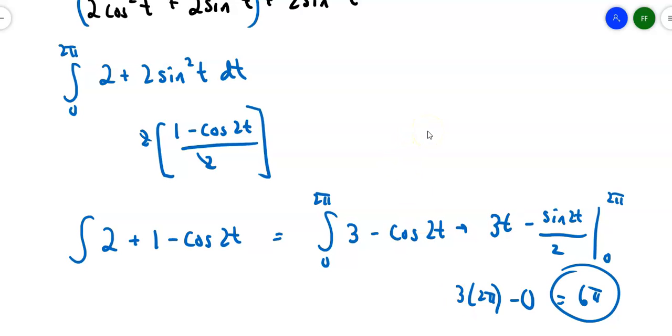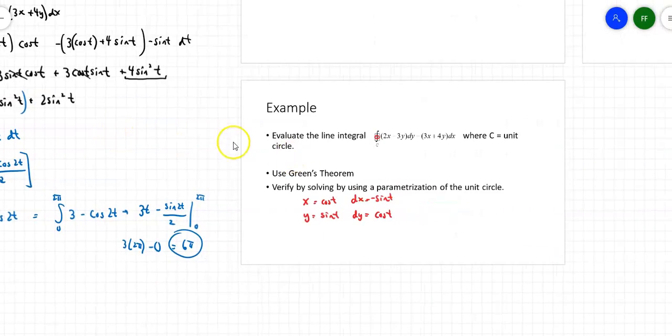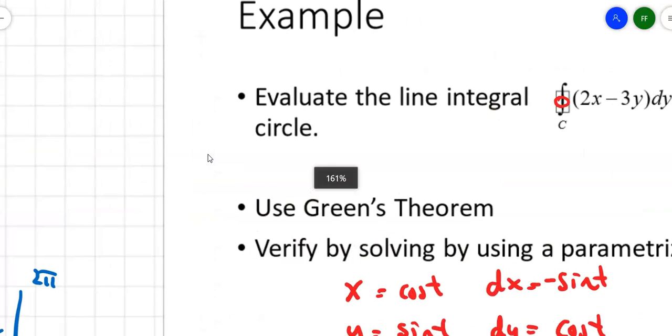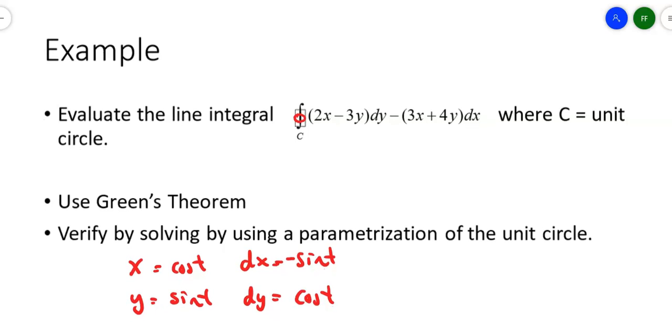Is it easier to use Green's theorem here? Do you notice how nicely this thing is set up for Green's theorem? In that the first piece here, that's my f, that's my g. So the partial derivative of f with respect to x is just 2. And the partial derivative of g with respect to y is 4.